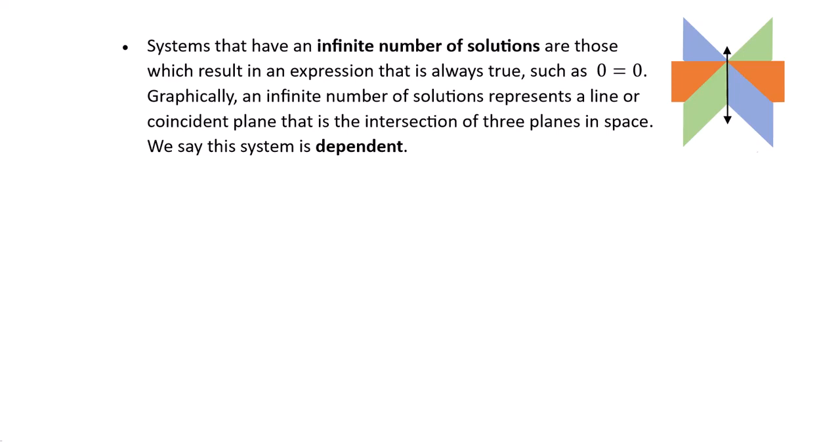Systems that have an infinite number of solutions are those which result in an expression that is always true, such as 0 equals 0. Graphically, an infinite number of solutions represents a line where the planes meet, or a coincident plane that is the intersection of 3 planes in space. We say this system is dependent.